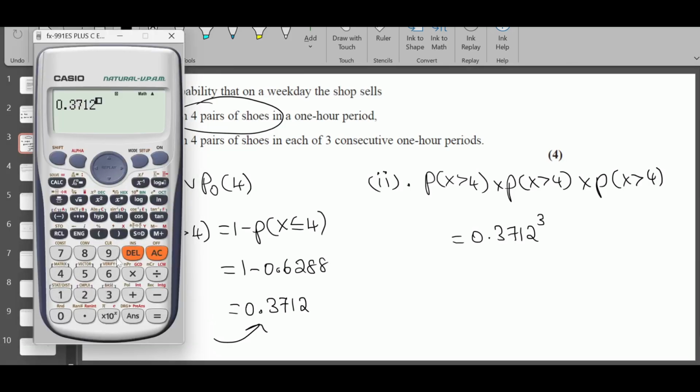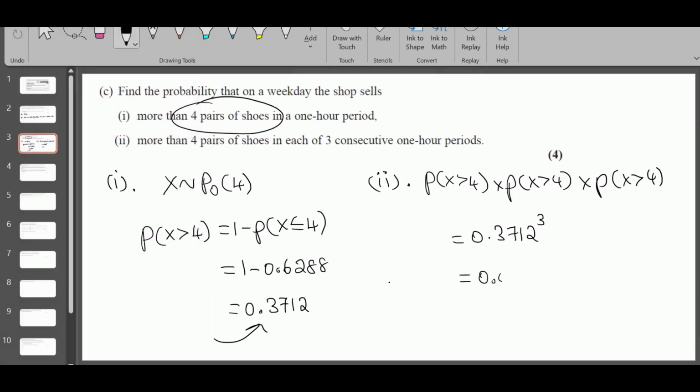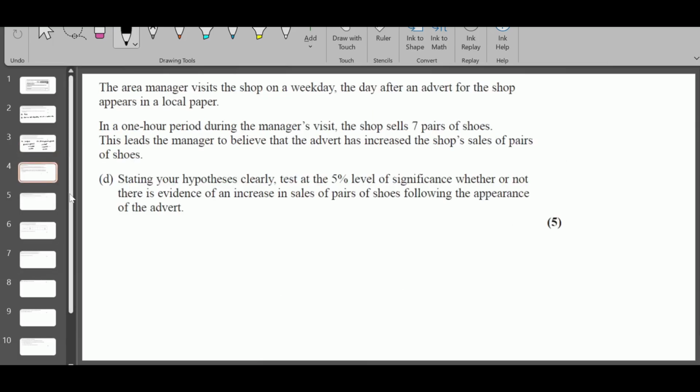0.3712 to the power 3 is 0.051147. Or you can round it to 3 significant figures. That's all. Part D now.